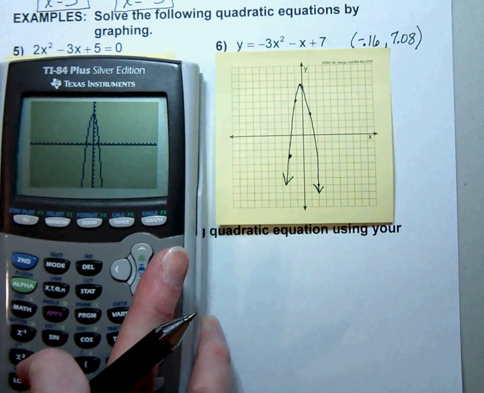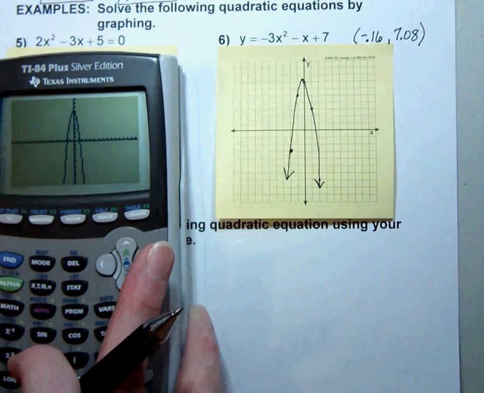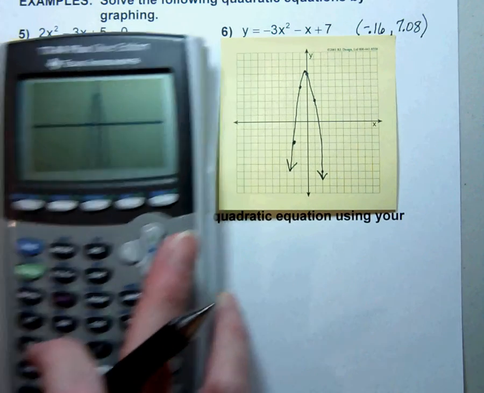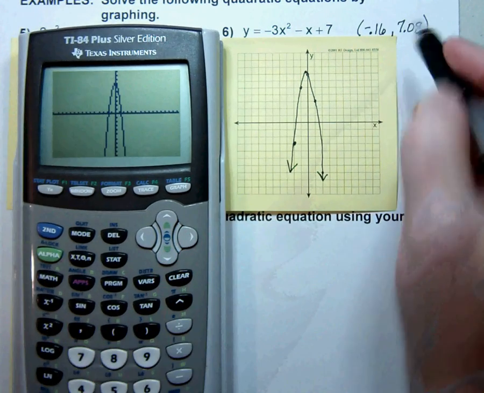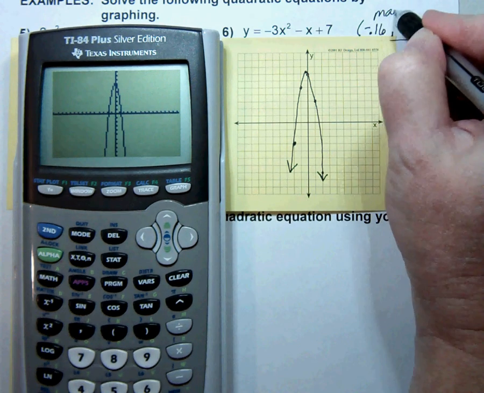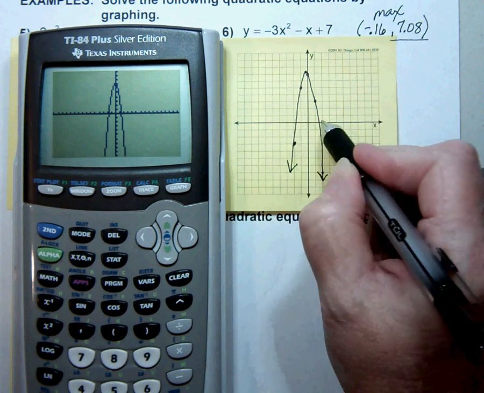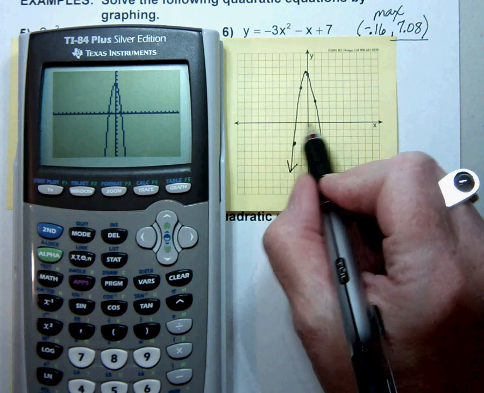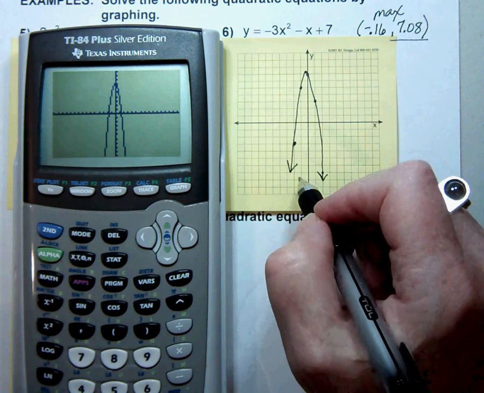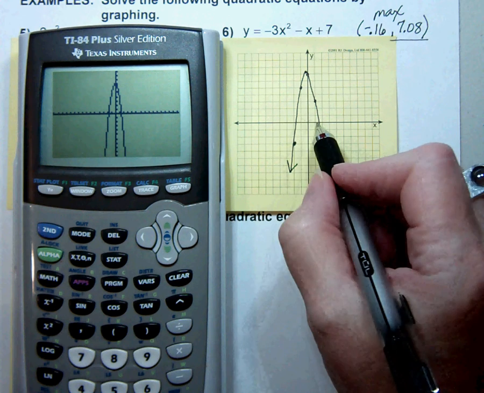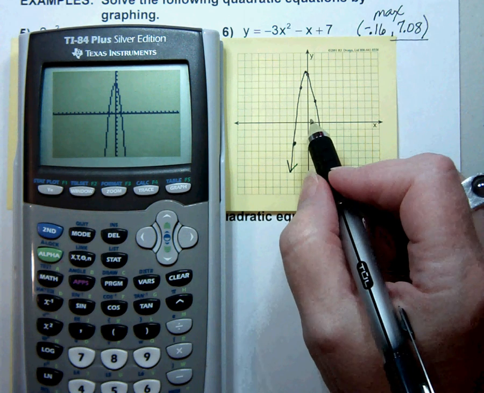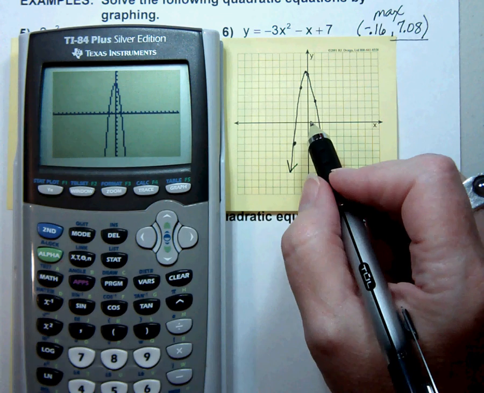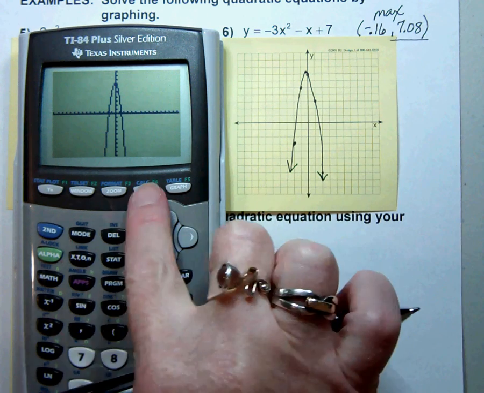Alright, we still haven't actually found the solutions. Solving this quadratic by graphing, I'm going to show you the way that we found this maximum point is also how you find these points of intersection. I don't know how well I've graphed this, but can you tell they don't go through exact points? When that happens, you will need to use the trace button again.